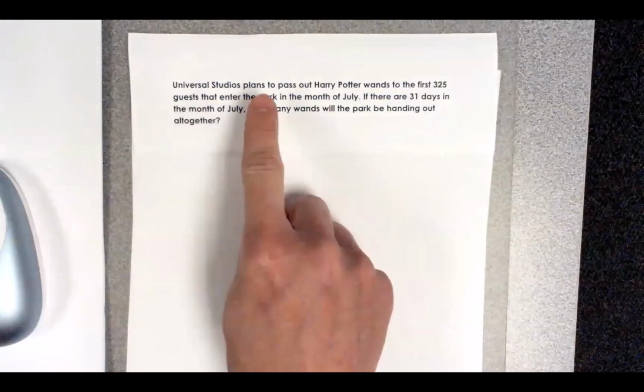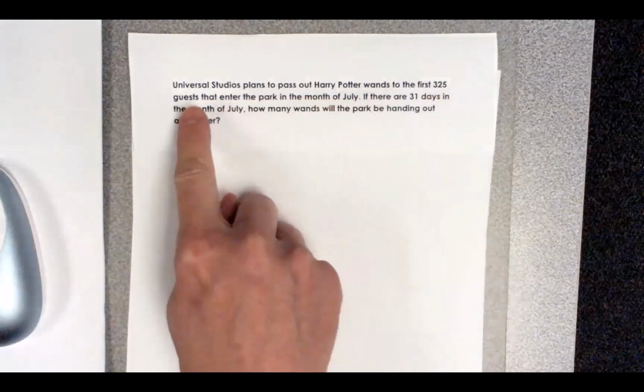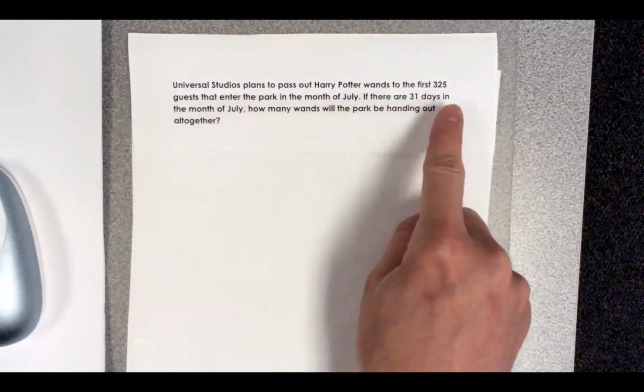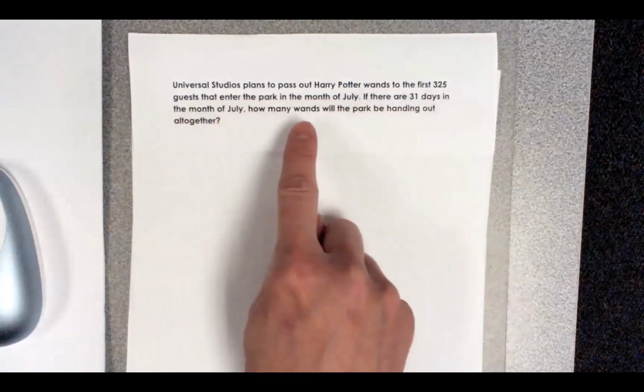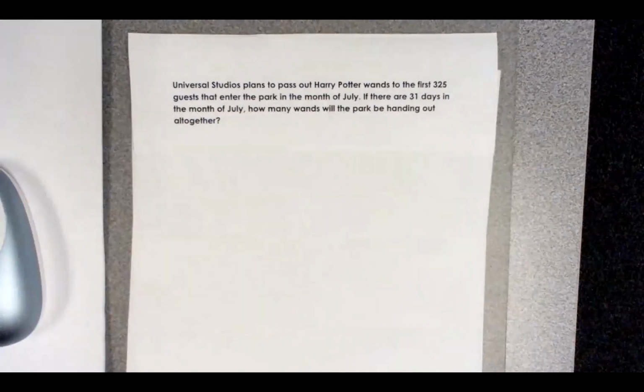Universal Studios plans to pass out Harry Potter wands to the first 325 guests that enter the park in the month of July. If there are 31 days in the month of July, how many wands will the park be handing out altogether? So we often have students who just want to jump in, grab the numbers, and start multiplying because they're like, I know my teacher's been teaching multiplication, so I know I'm going to be multiplying. But this doesn't always work out when students are presented with problems on an assessment that might involve multiple operations.